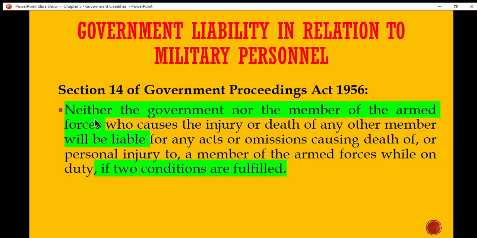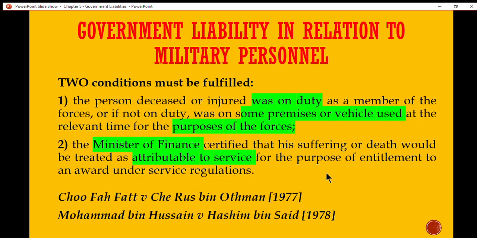So, what we can scrutinize from this provision is that the government and the member of armed forces are not liable if they cause injury or death to any other members of armed forces while on duty. Take note, while they are performing the duty. However, these protections are only qualified if they are able to fulfill two conditions under this section. So what are the two conditions?